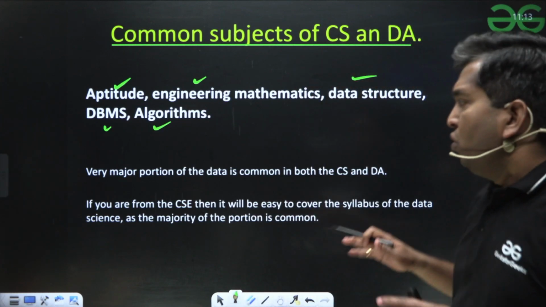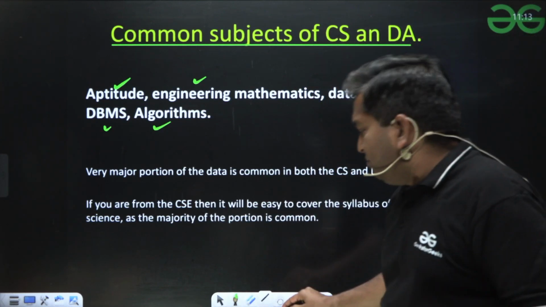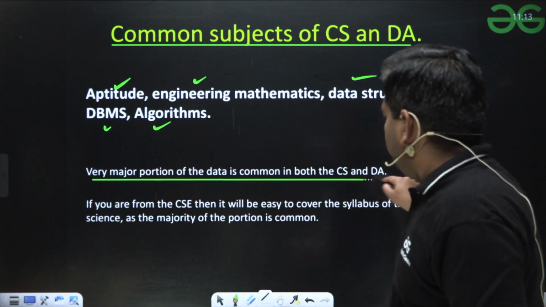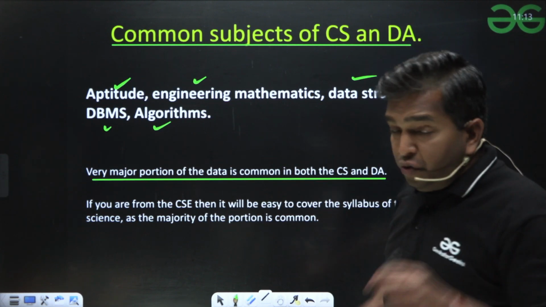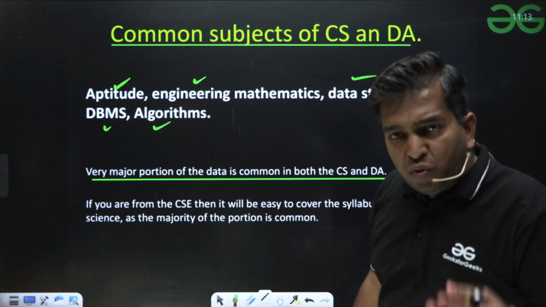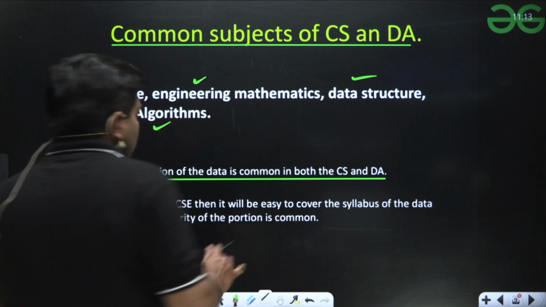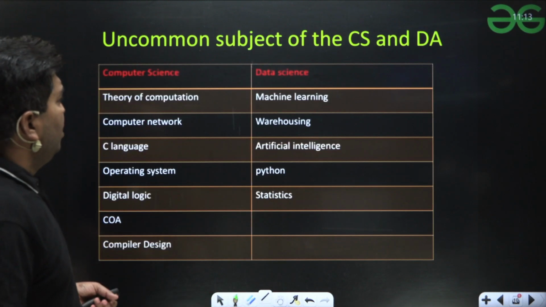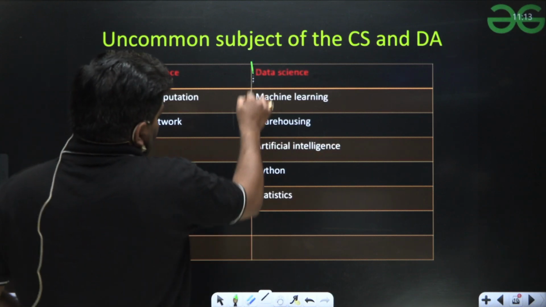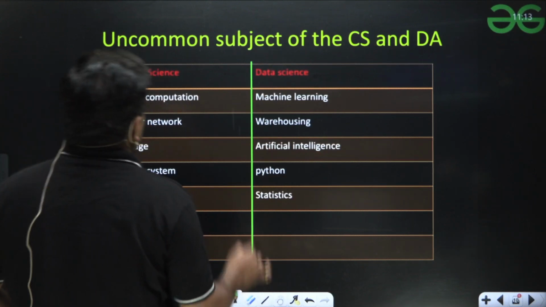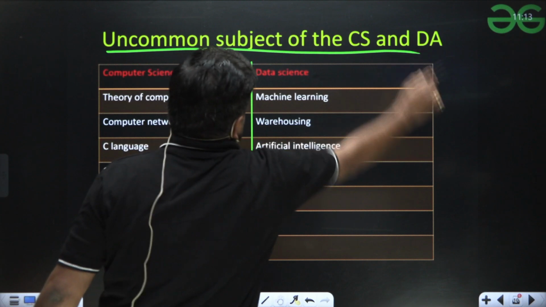Okay, so the thing is that a major portion of the data is common. So if you are from a CSE background and you want to write the DA paper, it's very easy, because the majority of the portion is common. Now sir, please tell me the different part which is not common, the uncommon subjects for CS and DA.